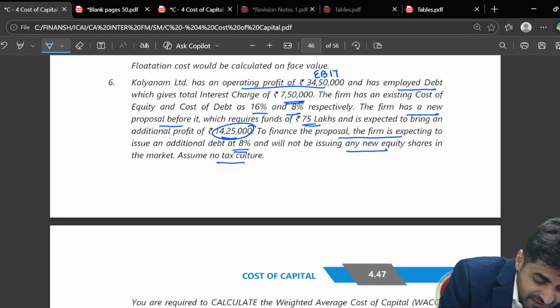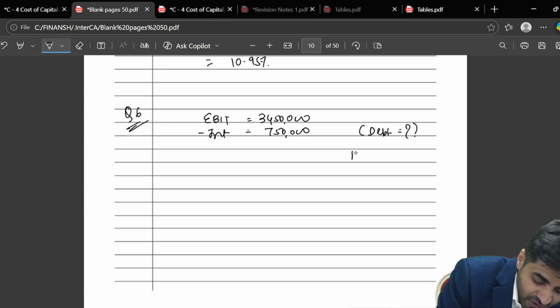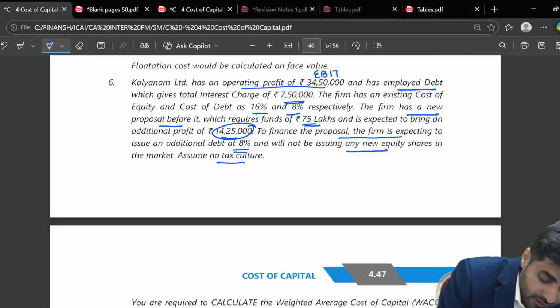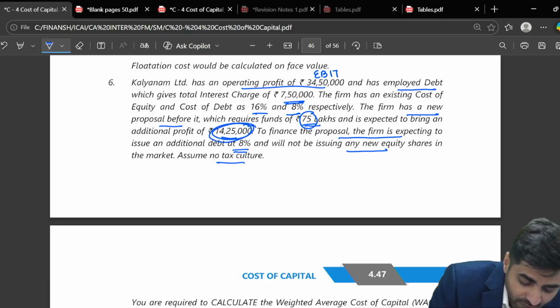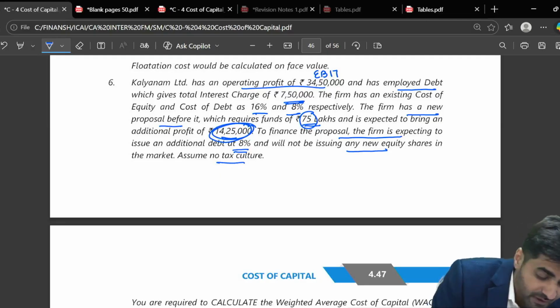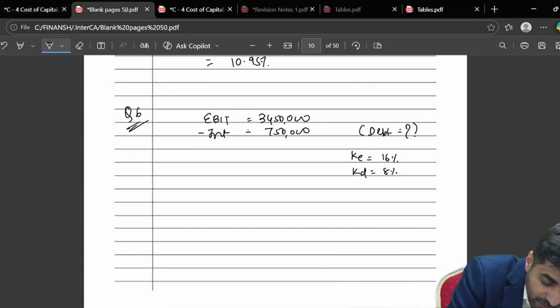The firm has an existing cost of equity of 16%, cost of debt is 8%. So we have your KE, which is 16%. And we have your KD, which is given to you as 8%. And it has a new proposal which requires a fund of 75 lakhs. And this will bring the additional profit of 14 lakh 25,000. So can I put it like this, that because we are going to raise 75 lakhs, your EBIT will increase by 14 lakh 25,000.